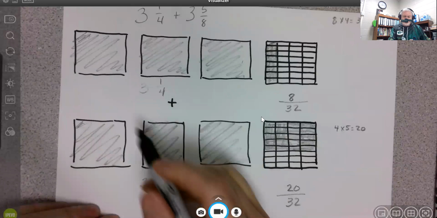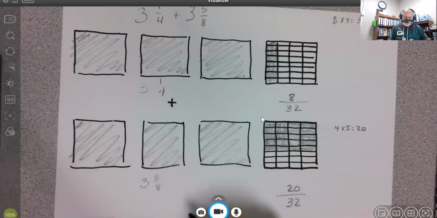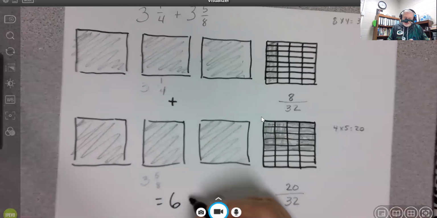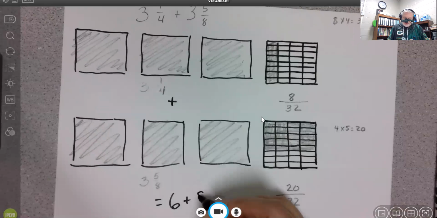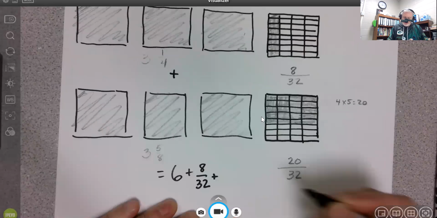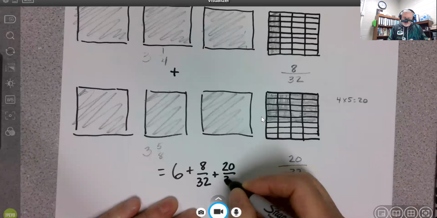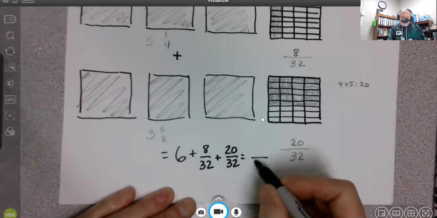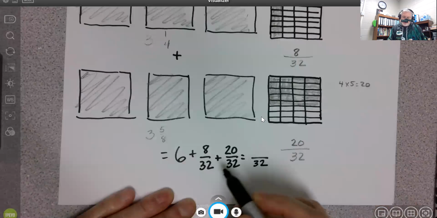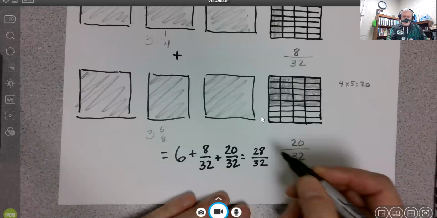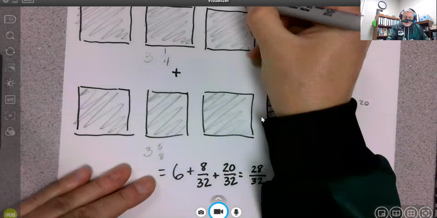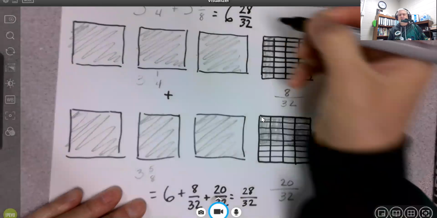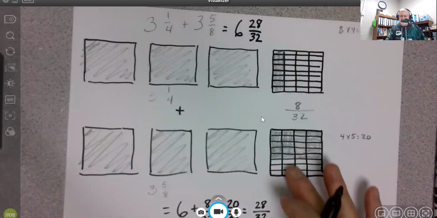So now I'm going to count my wholes. 1, 2, 3, 4, 5, 6. So I have 6 wholes. And then I'm going to add 8 over 32 plus 20 over 32. And I know that my denominator will stay the same, and I just add my numerator. So 8 plus 20 is 28. So then my answer would be 6 and 28 over 32. And that's how I'd use it by doing a fraction model.